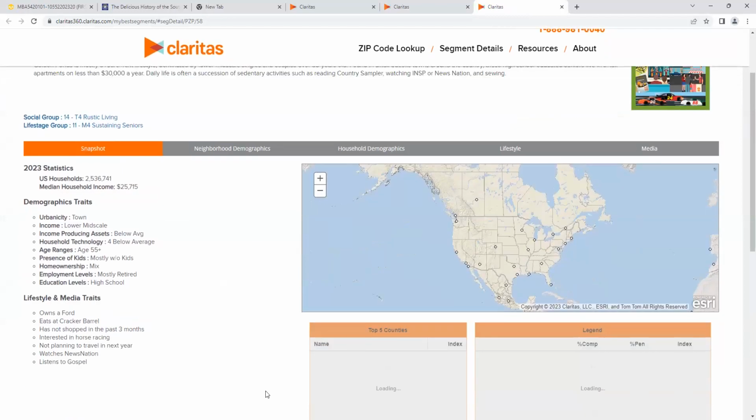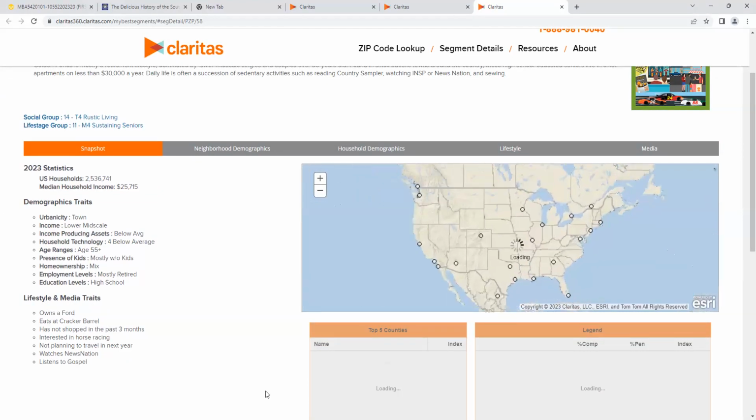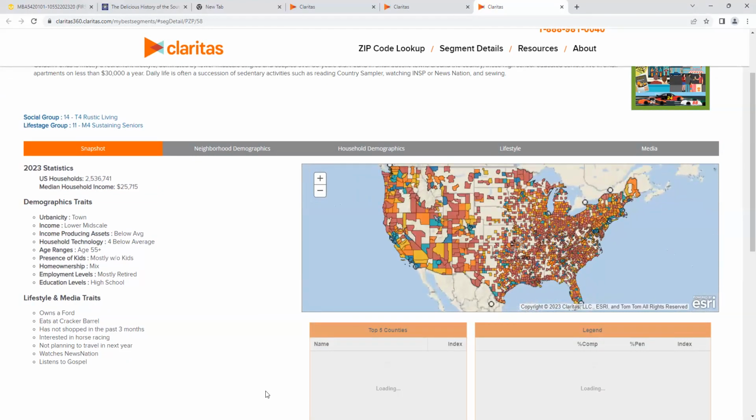So, don't make this stuff up, folks, okay? They own a Ford, they eat at Cracker Barrel. They haven't shopped in 3 months. They're interested in horse racing. Not planning to travel next year. They watch News Nation and listen to gospel, okay?